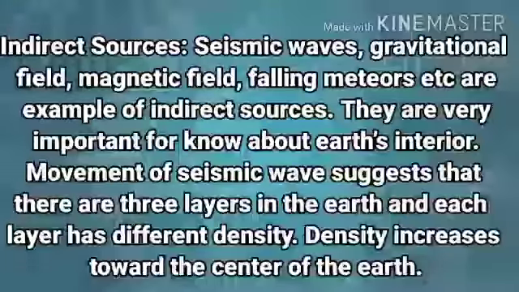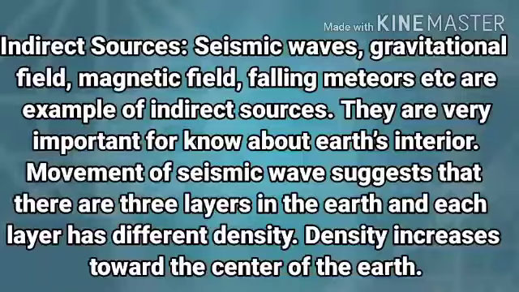Number 2. Indirect sources. Seismic waves, gravitational field, magnetic field, and meteors are examples of indirect sources. They are very important to know about Earth's interior. Movement of seismic waves suggested that there are three layers in the Earth and each layer has a different density, increasing towards the center of the Earth.